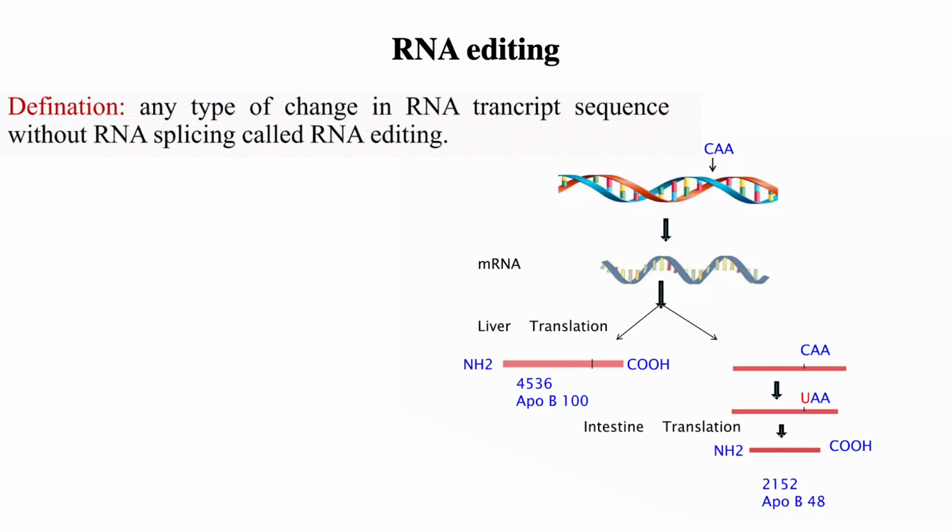There's also another kind of modification that happens to RNA molecules, and this process is called RNA editing. Any type of change in the RNA transcript sequence, without RNA splicing, is called RNA editing. This is done to get a large diversity of proteins with a smaller number of genes. Editing can happen by insertion, deletion, or modification of one or more bases of the primary transcript. RNA editing was first discovered in the mitochondria of trypanosomes.